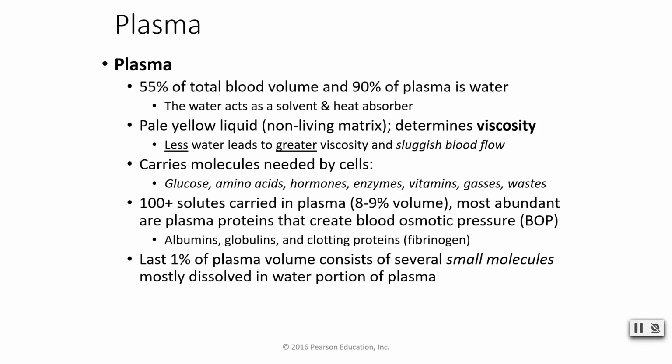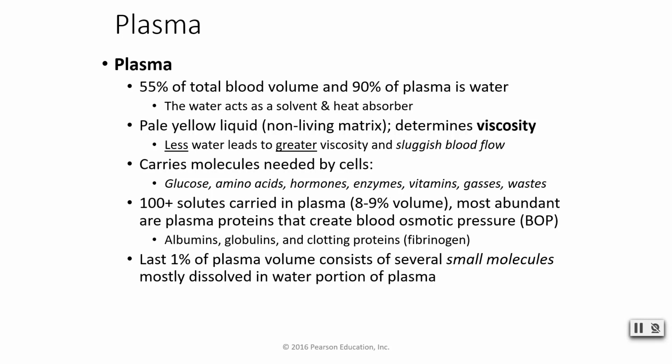Okay, the more viscous your blood is, the more sluggish your blood flow, and the harder it is to move the blood through the vessels. So imagine trying to move maple syrup through your blood vessels. It's not going to go very fast. So we don't want our blood to get too viscous or it doesn't flow very well.